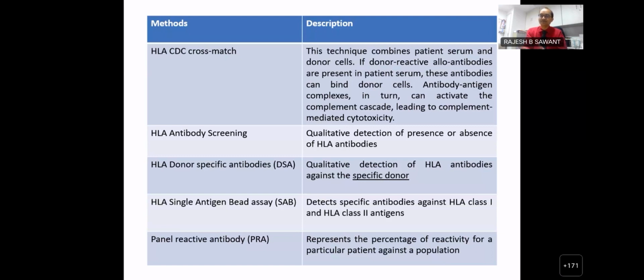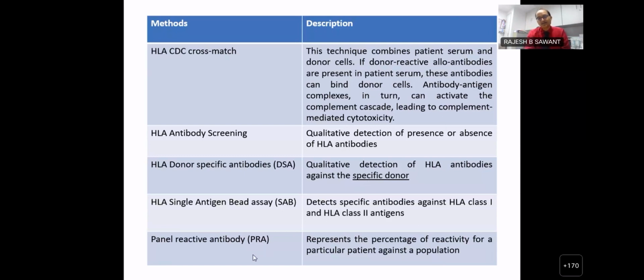But if you want to know the specificity, when the antibody screening is positive, and you want to know whether it is an antibody against any of the RH antigens or KEL antigens or Kidd or Duffy or MNS or whatever, then you do an 11 cell panel. So here similarly you have the single antigen bead, and you will know exactly against which HLA antigen there is an antibody in your recipient or in your patient.